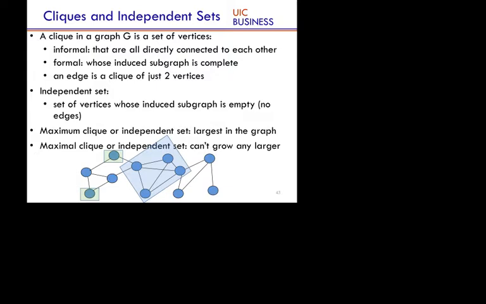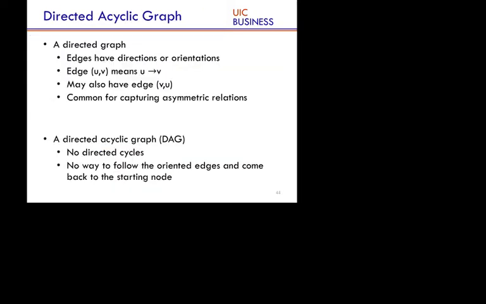Okay, so that's about undirected graphs. So let's look at directed graphs, and in particular directed acyclic graphs. Okay. So what is a directed graph? It's basically having additional metadata. The metadata is just directions or orientations. So basically, if you have edge uv, it means that the edge is originating from the node u and going to node v.